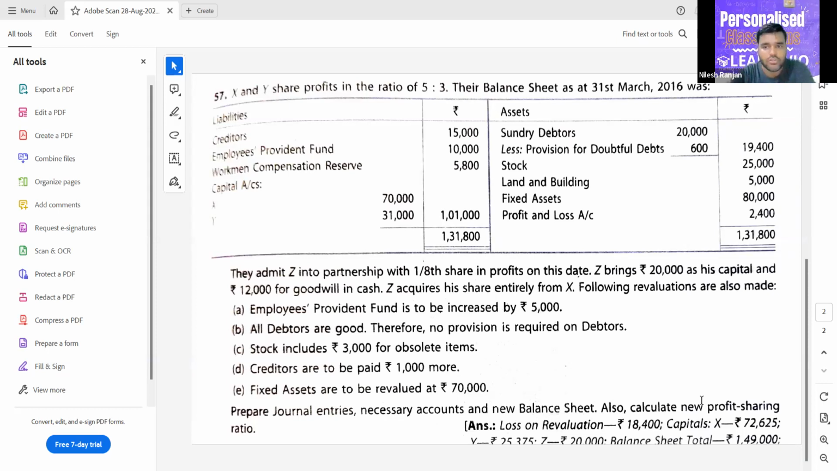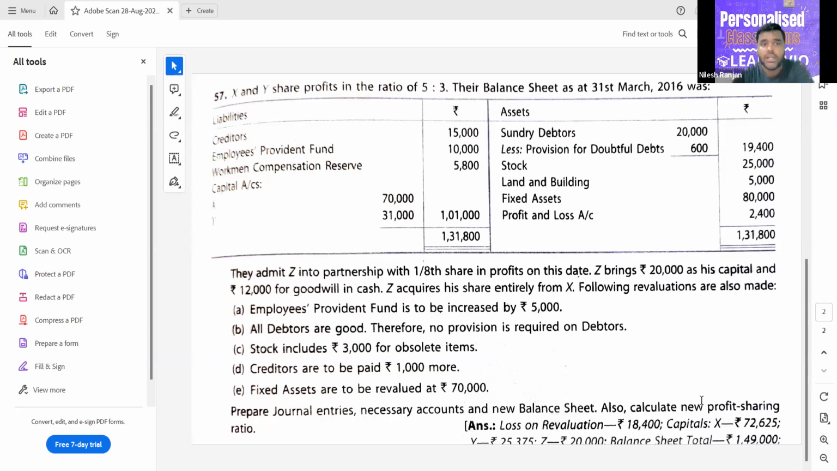The following revaluations are also made. Employee Provident Fund is to be increased by rupees 5,000. All debtors are good, therefore no provision is required on debtors. The stock includes 3,000 for obsolete items. Creditors are to be paid 1,000. Fixed assets are to be revalued at 70,000. Prepare journal entries, necessary accounts, and the new balance sheet. Also calculate the profit sharing ratio.